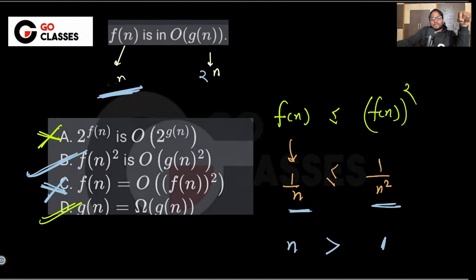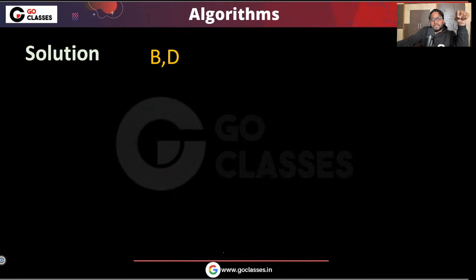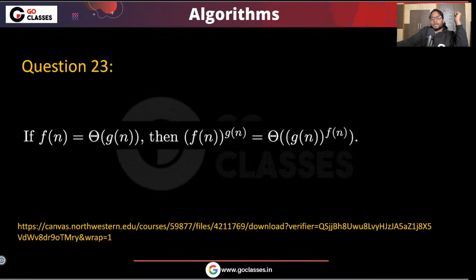So B and D are the correct answers here. Okay, I know this is a very tricky question, but don't worry, we will solve more questions, then you will get to understand more. Let's just see this question which I have taken from Northwestern University.